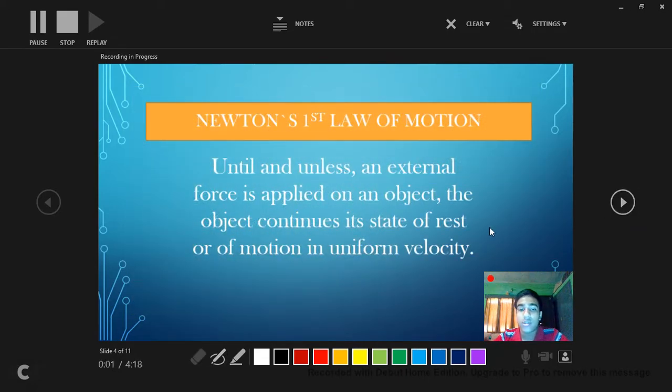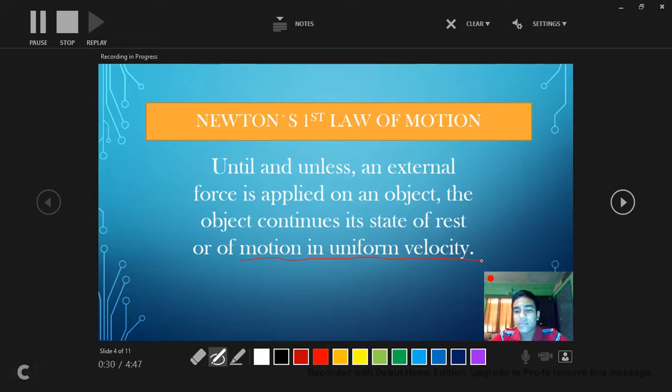Newton's first law of motion: until and unless an external force is applied on an object, the object continues its state of rest or of motion in uniform velocity. What is motion in uniform velocity? That means on a straight line. A body will move in a straight line with the same velocity, no change in velocity, that means no acceleration.